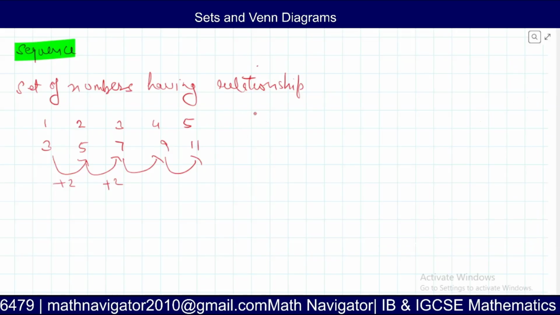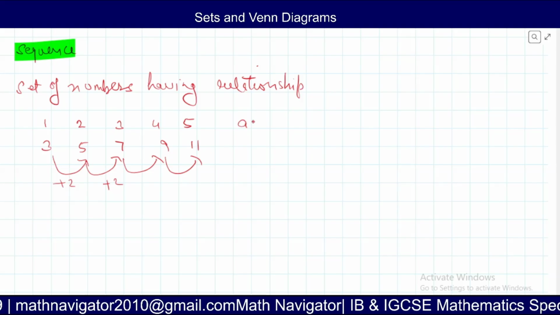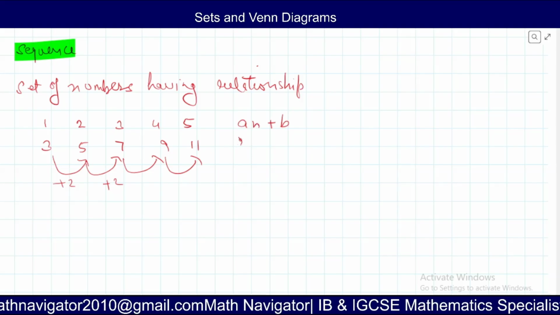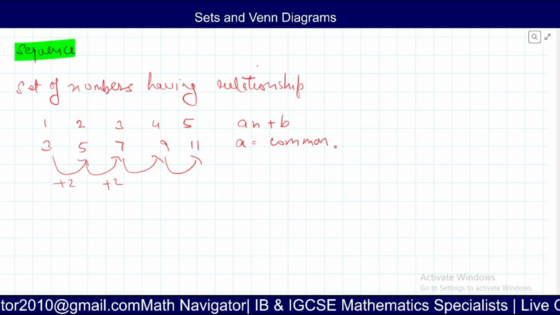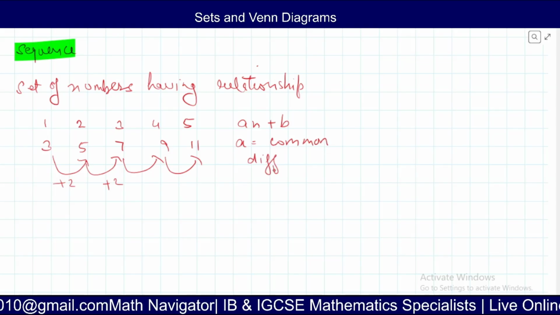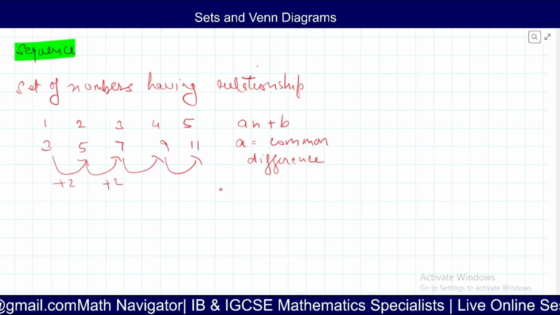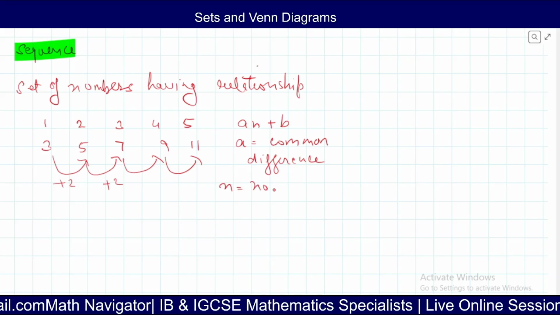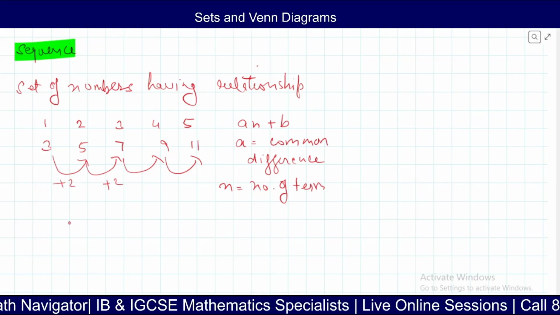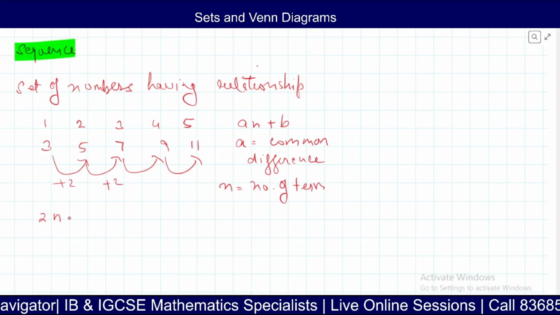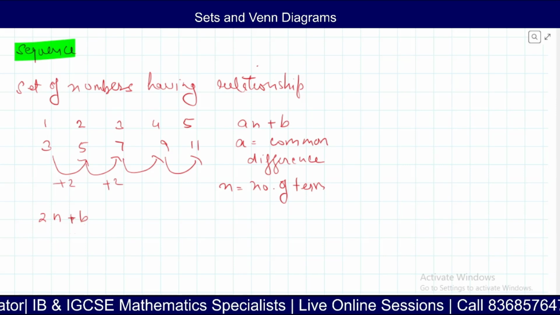But the general formula for a linear sequence is an plus b. Here a is equal to the common difference. I'll explain to you later what that is. n is equal to the number of the term. b we have to find. So as we can see, 2 is the common difference. So 2n plus b.